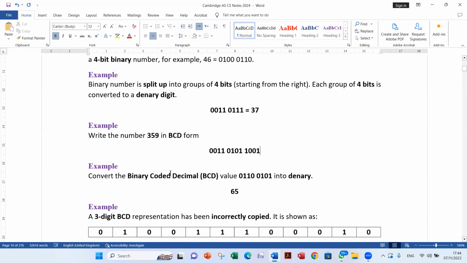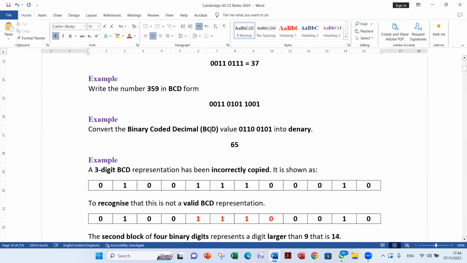Let's carry on. Convert the binary coded decimal BCD 0, 1, 1, 0, 0, 1, 0, 1 into denary. Okay, this is 1, 2, 4, 8. So it is 4 plus 2, that is 6. Put the weights 1, 2, 4, 8. So it is 1 plus 4, it is 5.